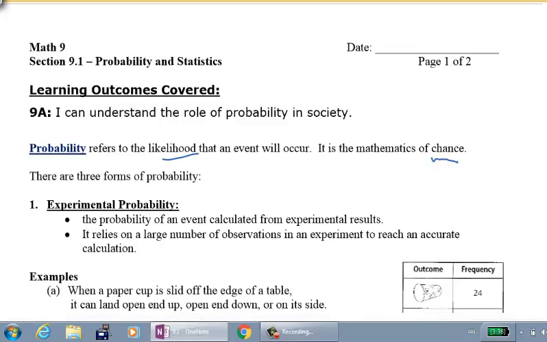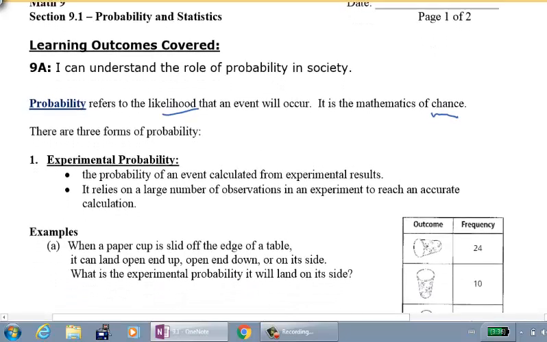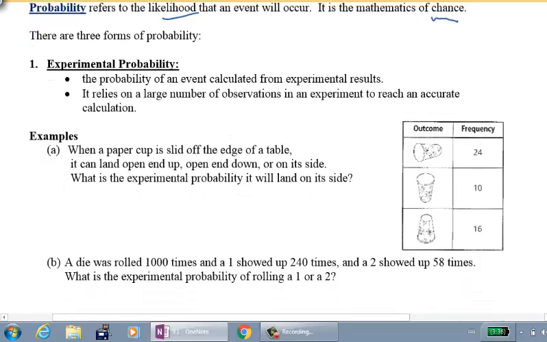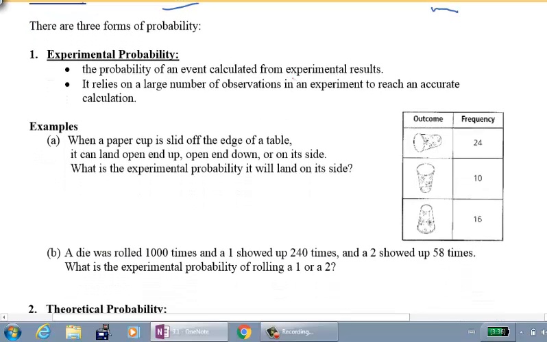And today I want to show you that there are three forms. The first one is called the experimental probability. And that's the probability you get when you calculate it from an experiment. So what you are doing is you are observing results and then making a tally or figuring out how many of that type of thing happen. So you're looking at a large number of observations, and you need large numbers to reach an accurate calculation.